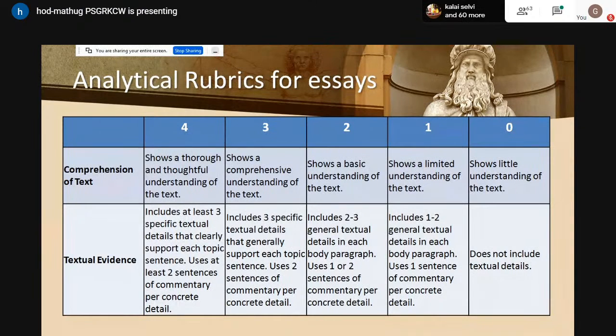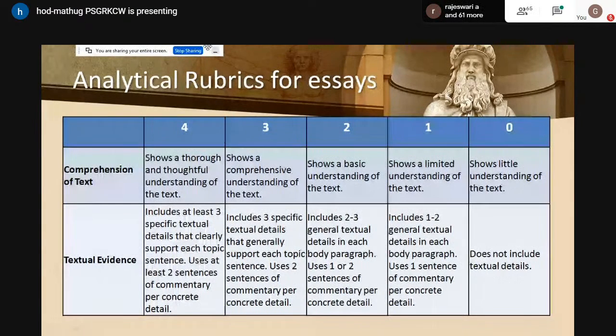Otherwise, if he includes only 3 specific textual details, whereas in the previous case it should have at least 3. Here, this student has included only 3 specific textual details that generally support each topic sentence. In that case, I will give him 3 marks. The other person, if he has included 2 to 3 general textual details, then we will give him 2 marks. And the person who has not included any textual details will be given only 0 marks.